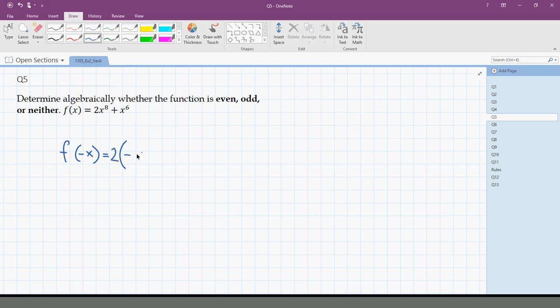So I have 2, negative x, to the 8th, that's an 8, plus negative x raised to the sixth power. What happens is every time we have an exponent that is even, the negative is going to go away. Because a negative and a negative is going to give me positive. So at the end, it's going to go back to the original one.